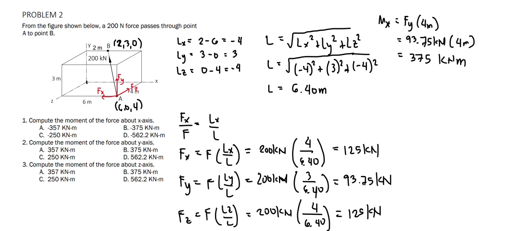Now the sign for this should be negative, because if you try to apply the right hand rule along x, the moment is opposite in direction. And that is our final answer for the moment along x.